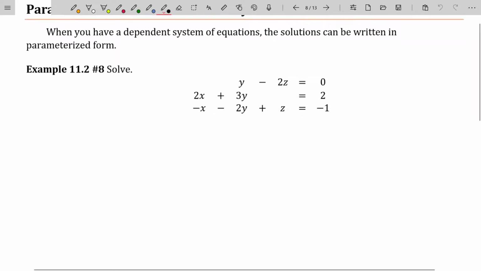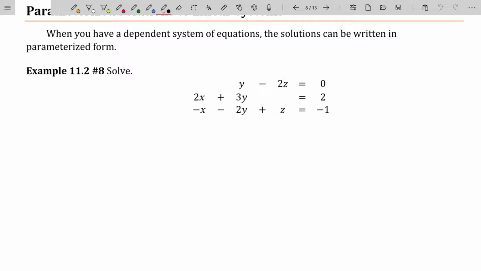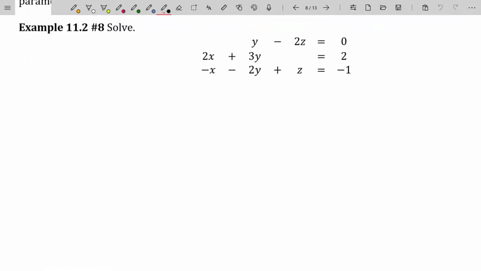And the way we write the solutions is what's called parameterized form. I say parametrized, but I think it's parameterized. That's really bad. English is supposedly my first language, but unfortunately I'm not that great with it.